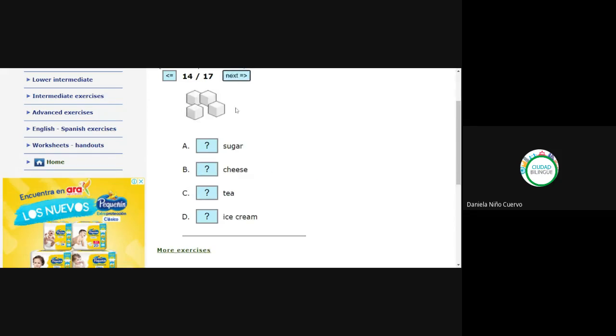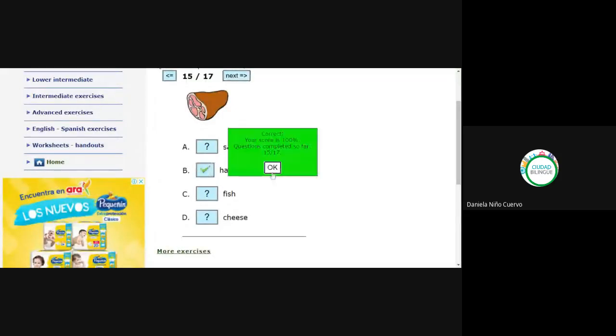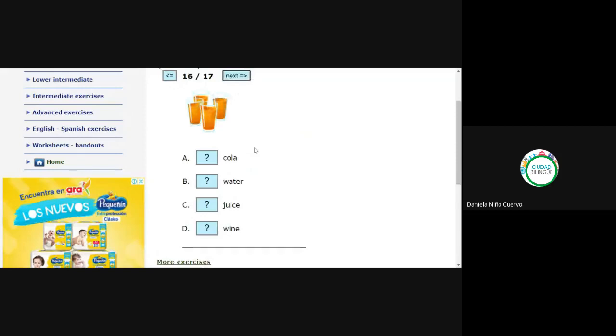14. What is that? Sugar. Aquí vienen cuitos. What is that? Yes. B. 16. What is that? Juice. Very good. And finally, 17. What is that? Yes, soft drinks. Soft drinks.